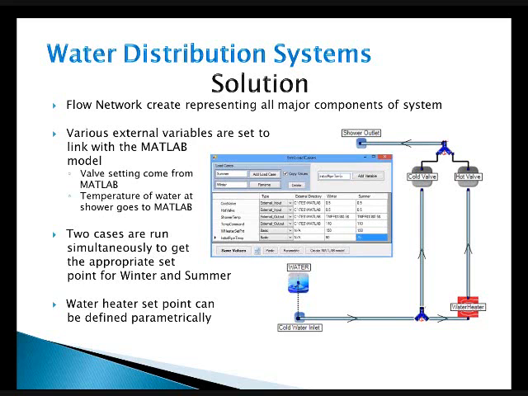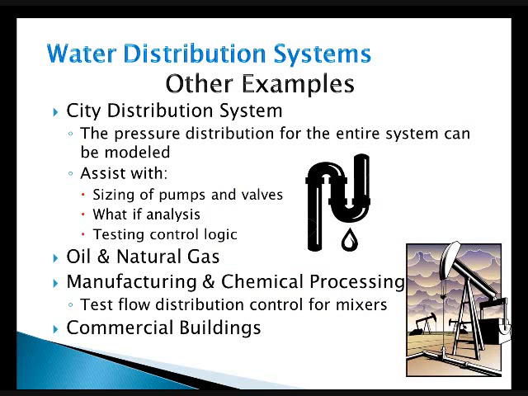Some other examples of water distribution systems would be any kind of city-wide distribution. You can use it for sizing of pumps, looking at what-if analysis, what if something breaks somewhere. Other areas are oil, natural gas, manufacturing, chemical processing, and commercial buildings.